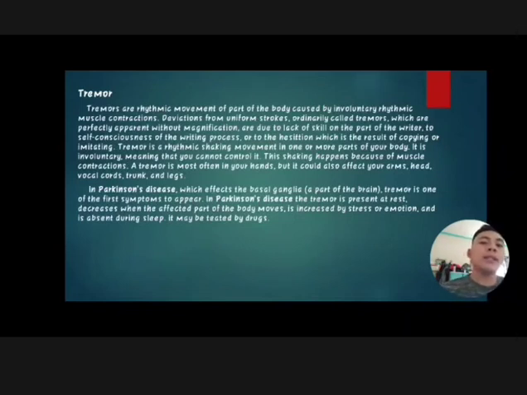In Parkinson's disease, the tremor is present at rest, decreases when the affected part of the body moves, is increased by stress or emotion, and is absent during sleep. It may be treated by drugs.